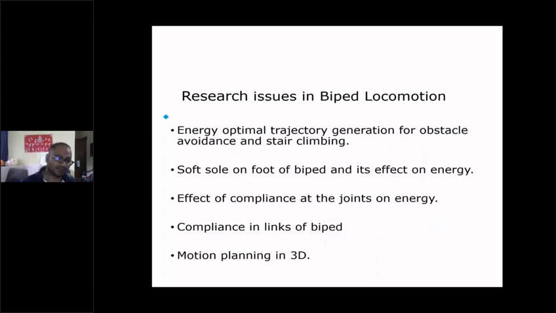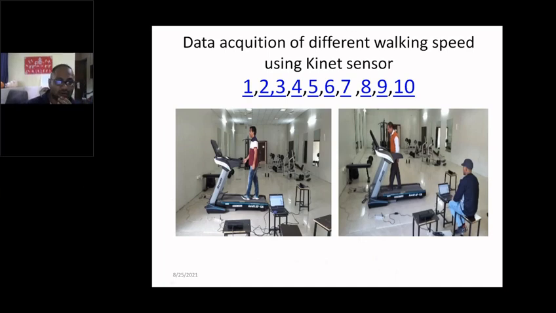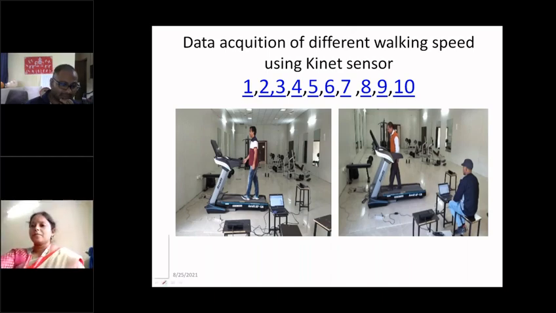Another thing, you can prepare some soft sole on the foot or bipedal, so it can reduce the effect of energy. We have to consider compliance when we are designing or understanding the human joint or locomotion. We have to see how many degrees of freedom are minimum required, and that many degrees of freedom we have to prepare.